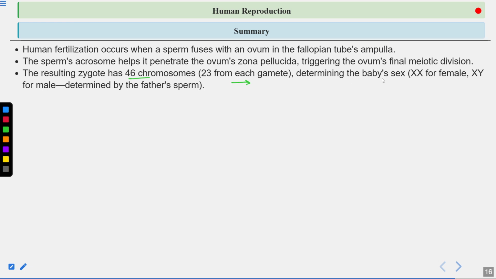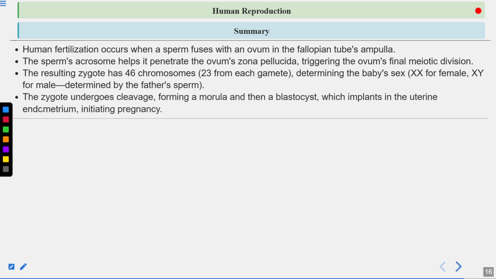Okay, now male determines the sex of the baby. Females are XX and males are XY. Okay, so father's sperms determine the sex of the child. Now, when the zygote is formed, it undergoes cleavage and a morula is formed. From the morula, blastocyst is formed. And this blastocyst implants in the uterine endometrium, initiating the pregnancy.